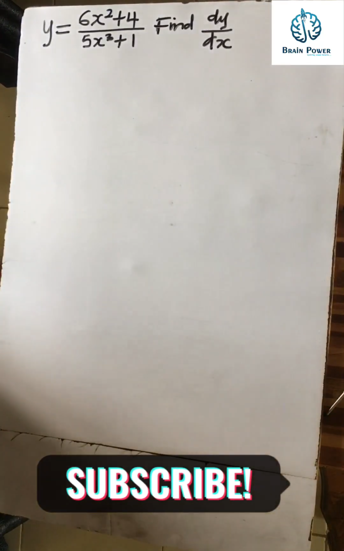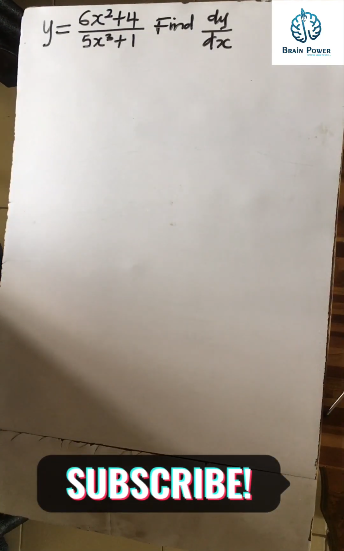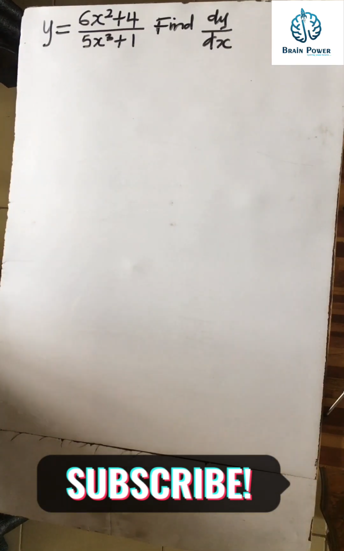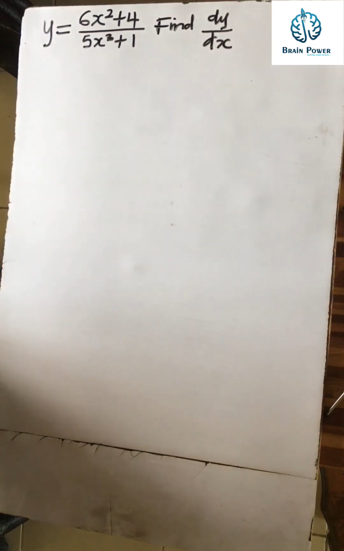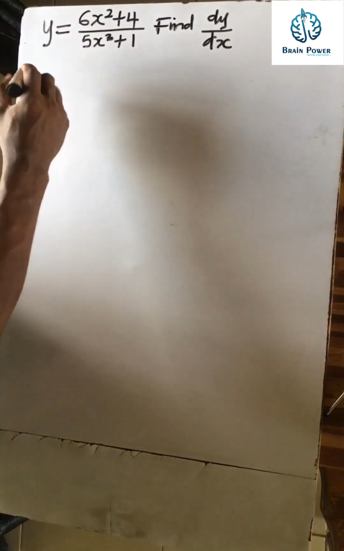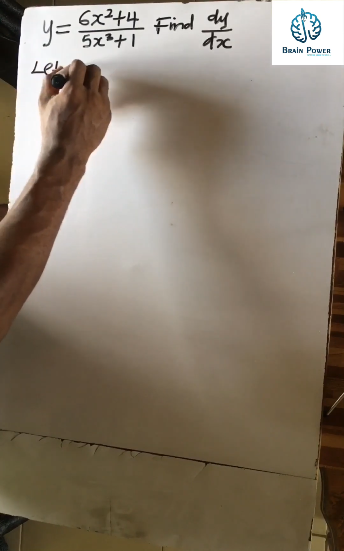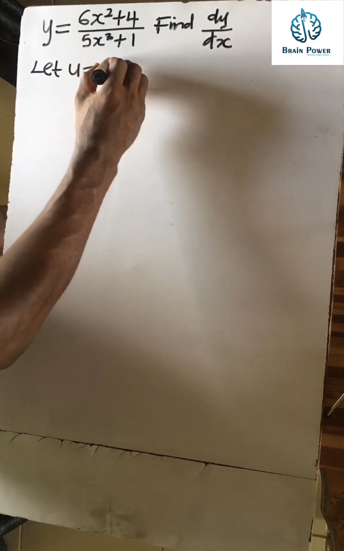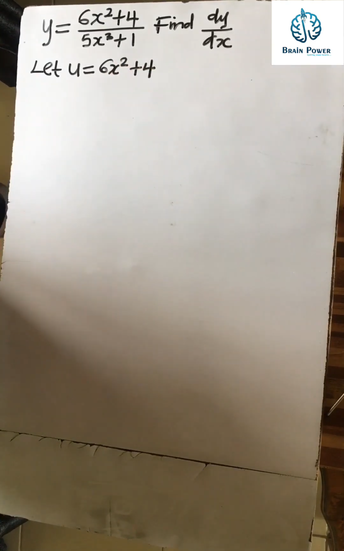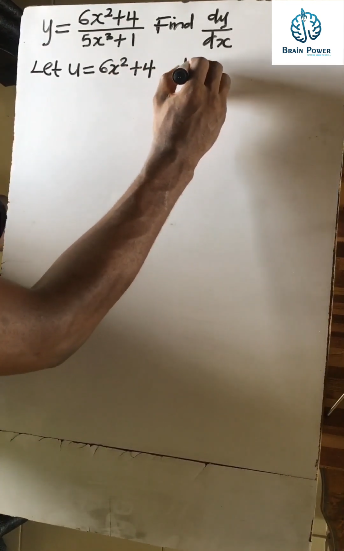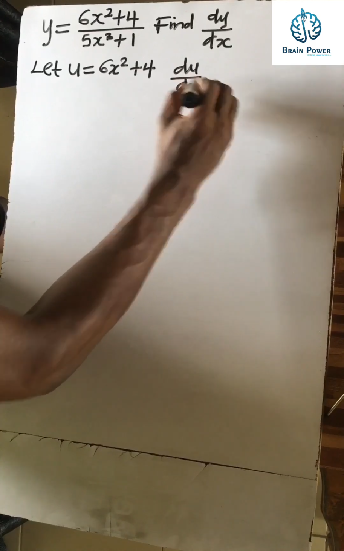We have y equal to 6x to the power of 2 plus 4, divided by 5x to the power of 3 plus 1. Find dy/dx. So this is a quotient, and we are going to use what is called the quotient rule. In solving this expression, let u equal 6x to the power of 2 plus 4, and we find du/dx.